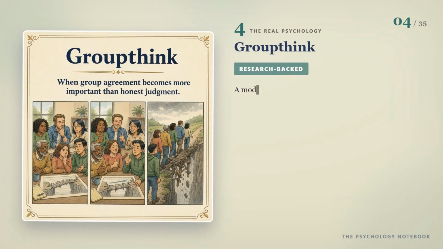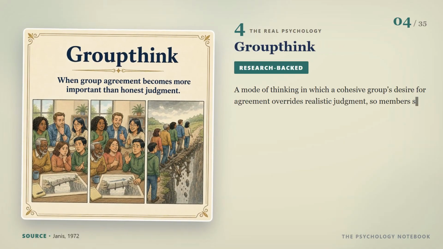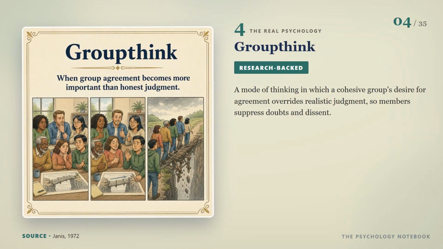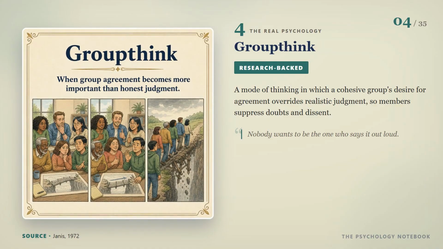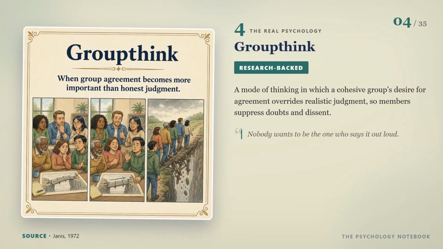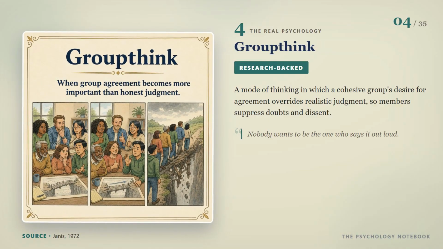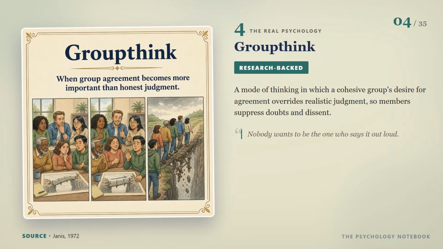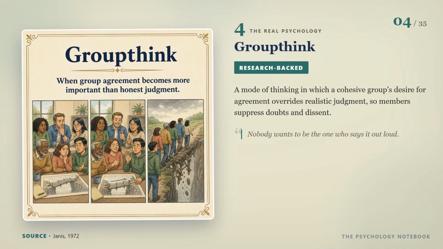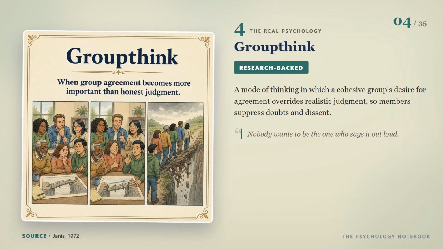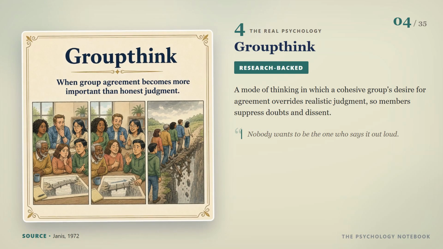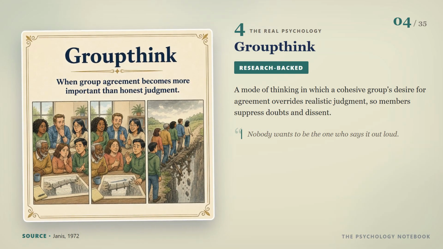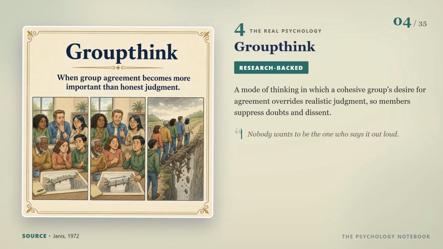4. Groupthink. Now let's move from individual behavior to group behavior. Groupthink happens when a close group values agreement more than honest evaluation. Imagine a friend group where everyone quietly excuses one person's behavior. Several people may feel uncomfortable, but nobody wants to be the first to say, "This is not okay." So keeping the peace becomes more important than addressing the problem.